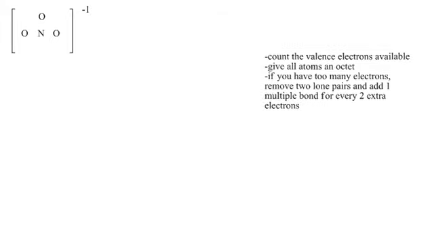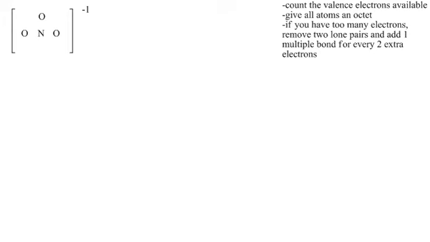I want to talk today about drawing some Lewis structures, and the compound that we're going to be looking at today is this one. You'll notice it has a negative charge on it, and we're going to have to account for that negative charge when we count up our electrons. The steps that we're going to follow are the same ones that we always follow. We're going to count the number of valence electrons. We're going to give all atoms an octet, and then we're going to adjust for the number of electrons that we do or don't have.